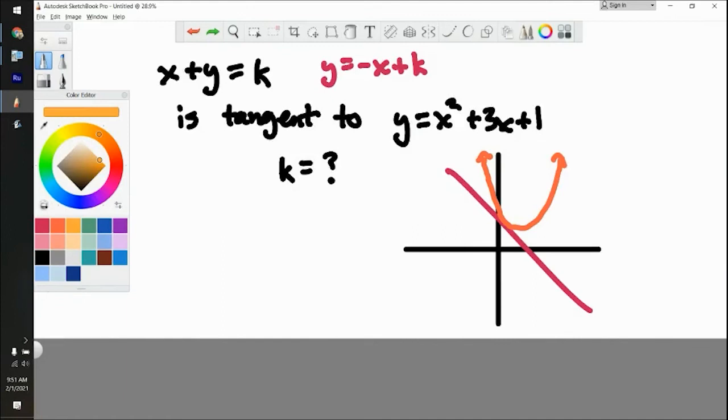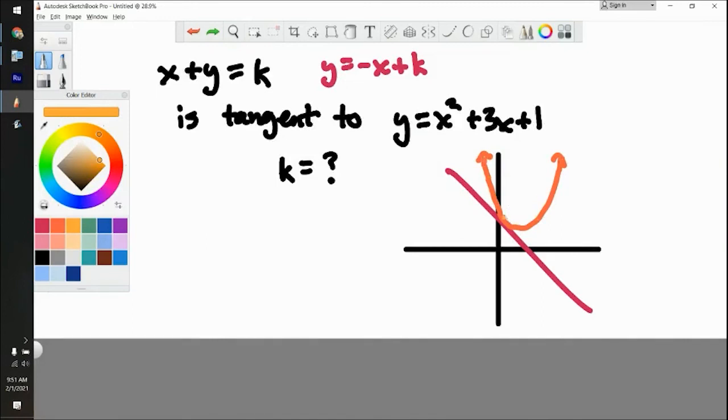XKCD, right? But you don't go on that webcomic? No. Oh, that's embarrassing. Sorry, I thought you did. It's a webcomic where they use stick figures to show certain concepts. It doesn't matter. Sorry.